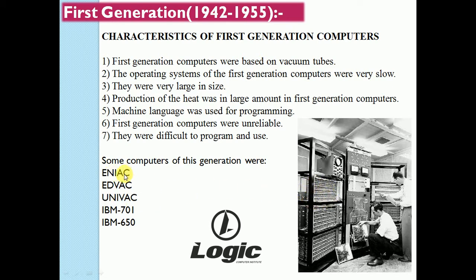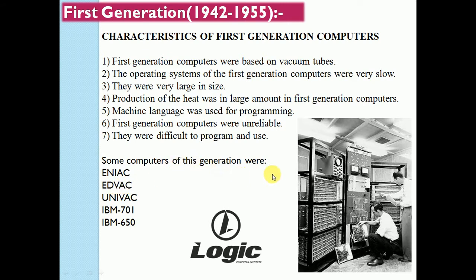Some examples of these first generation computers: ENIAC, EDVAC, UNIVAC, IBM 701, IBM 650. These are the examples of first generation.